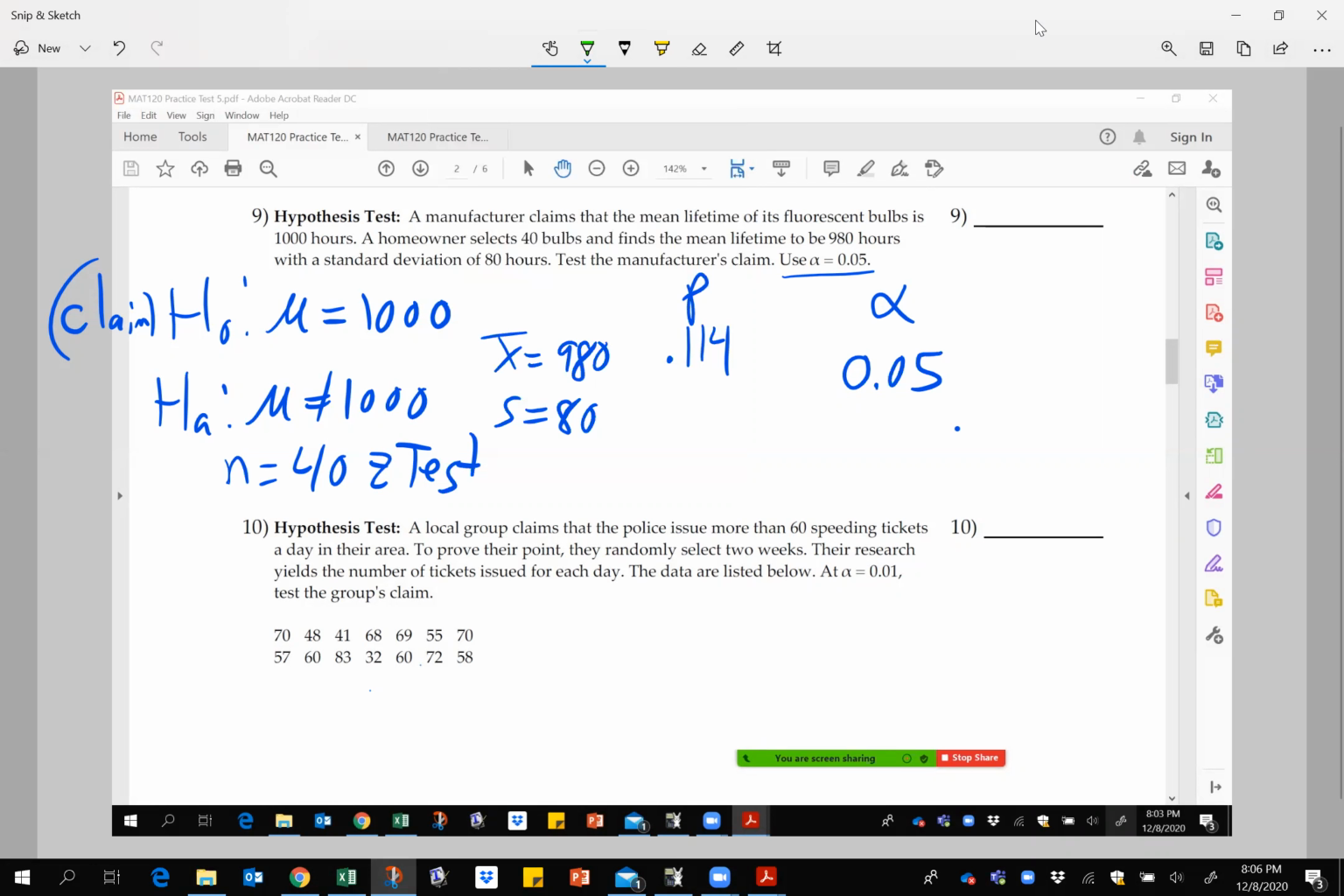0.114 is greater than 0.05. So this produces a scenario where P is greater than alpha, and because of that, the decision will be to fail to reject the null hypothesis. We're now going to go ahead and write up the conclusion. Because we failed to reject, the sentence will begin with, there is insufficient evidence to.